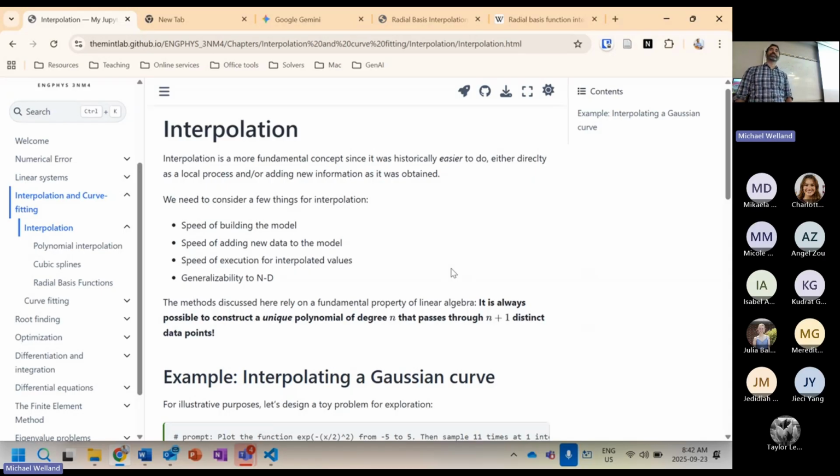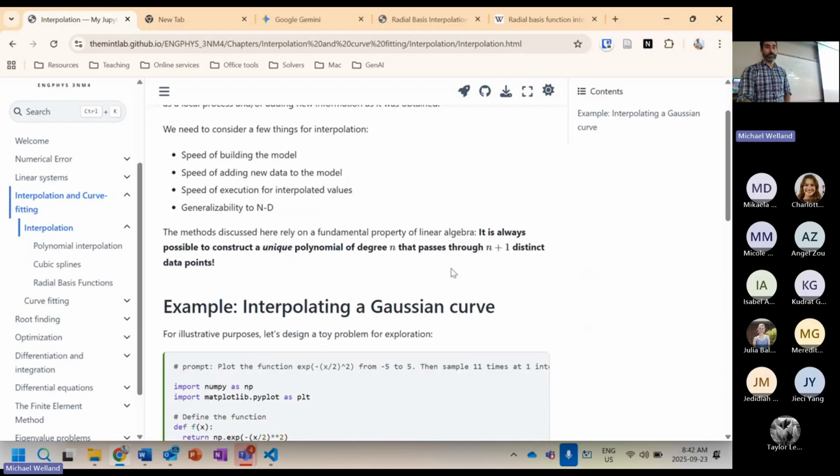There are a few things to consider with interpolation. One is the speed of building the model, right? The speed of adding new data to the model, the speed of executing the model for interpolated values, and then the generalizability. Right.